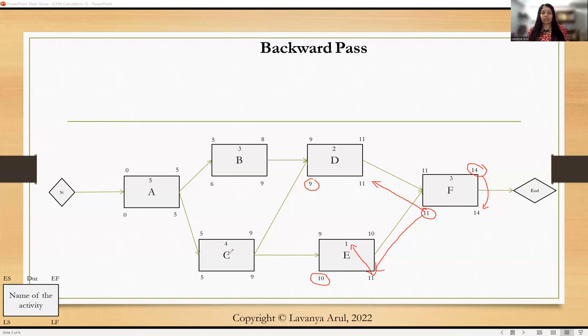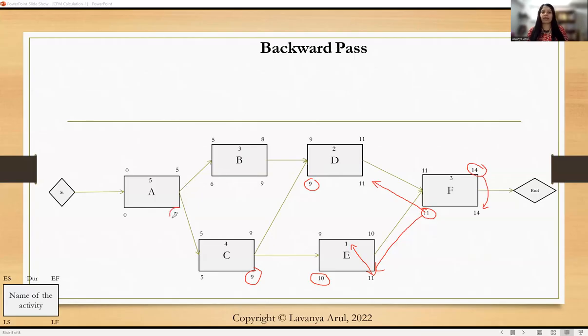Now you look at C. When you talk about C, there is a dependency of D and E. D is starting on the 9th, E is starting on the 10th, which means C should have completed at least on the 9th, only then D can start on the 9th. While working backwards, we will always be focusing on the minimum value of all the late starts, whichever has an arrow. So just keep an eye on that alone. Again, 9 minus 5, which is 4, 9 minus 3, which is 6.